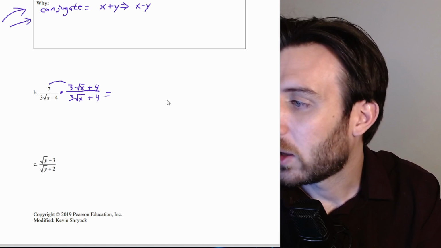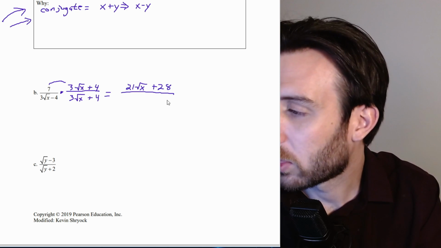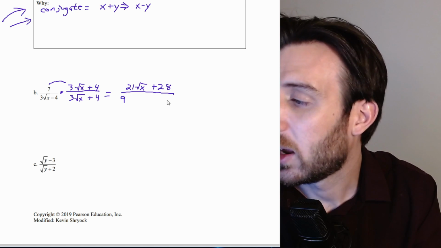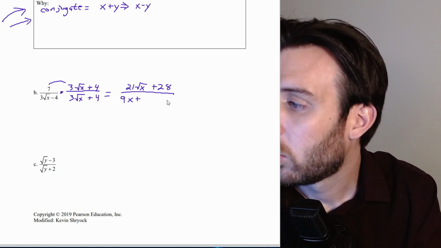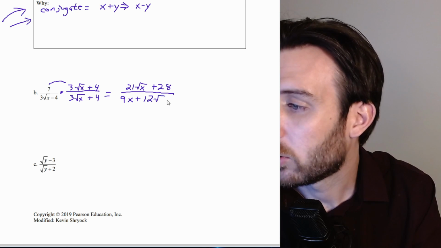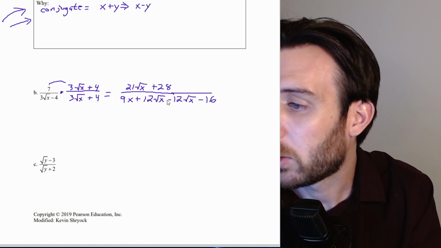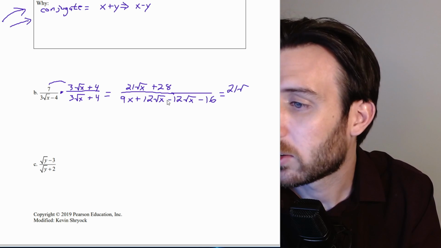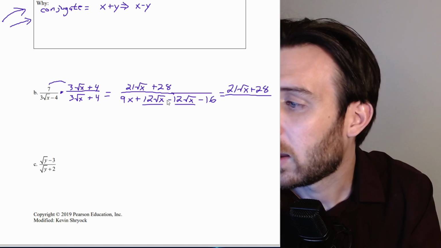7 times this 3 root x is going to be 21 root x, and then 7 times 4 will be 28. On the denominator, we're going to get 3 root x times 3 root x gets me 9, and then root x times root x gets me just x, and then I'm going to add 12 root x from my outer terms. My inner terms get me a negative 12 root x, and my last terms get me a negative 16. So all in all, my rationalizing comes to 21 root x plus 28 over, these two cancel away, and I have 9x minus 16.